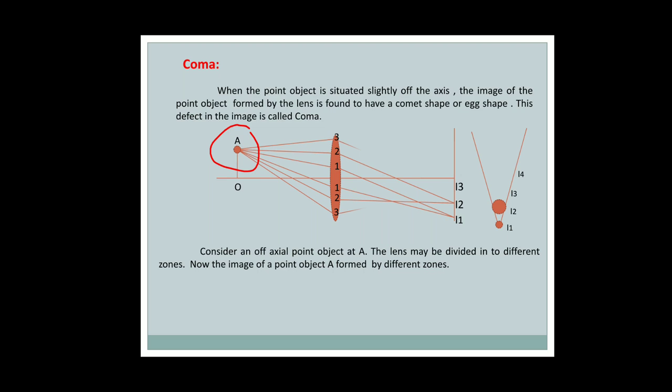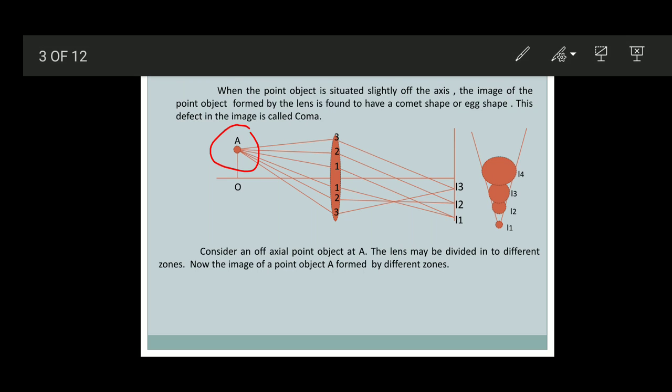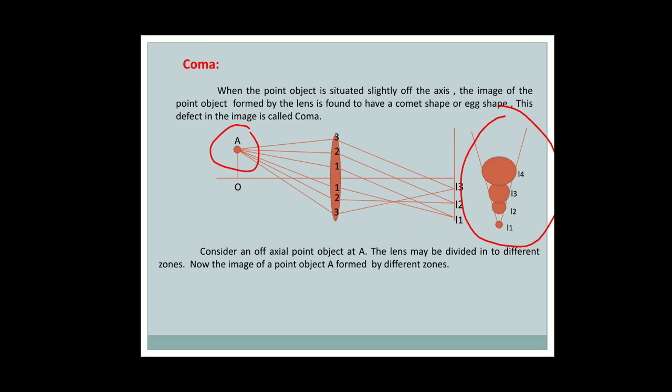And the rays passing through the third zone, 3 3, form an image on the screen at I3. The radius of I3 is more than that of the image I2. Similarly, the rays passing through the fourth zone have a very large radius. If we observe this type of image, it is like a comet. So this kind of aberration is called coma.